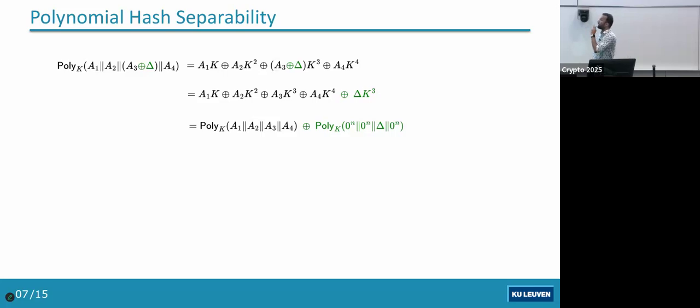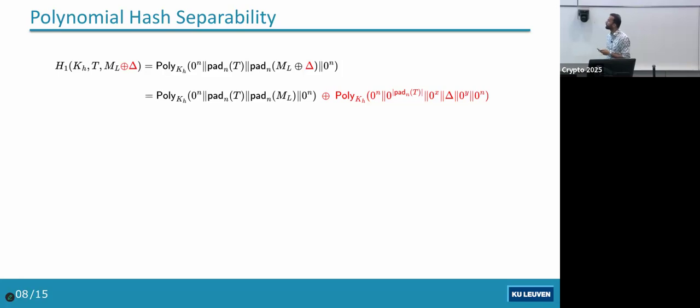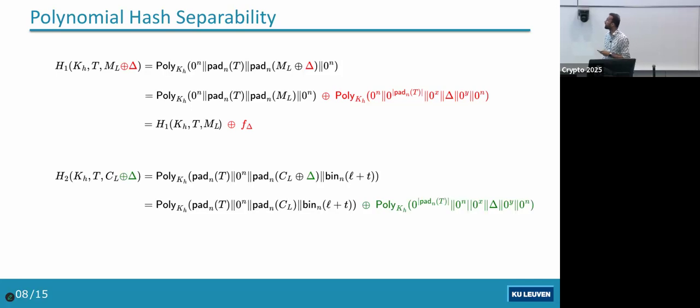So if we apply this explanation to H1 and H2, for H1, if you apply delta here, you can separate it and you get a polynomial only depending on delta. Let's call it F delta. Then you can also do the same for H2. And you get this polynomial here, which if you look closely is exactly the same. It has these zeros put differently, but the number of zeros before delta and after delta are the same. So basically, they're the same polynomial. So you get H2 plus F delta again.